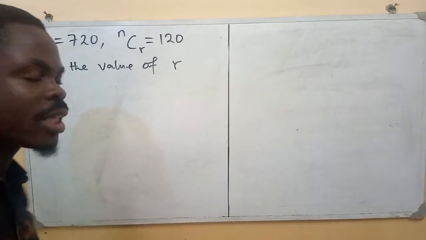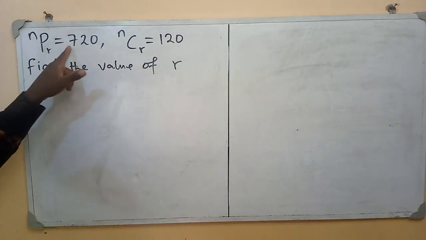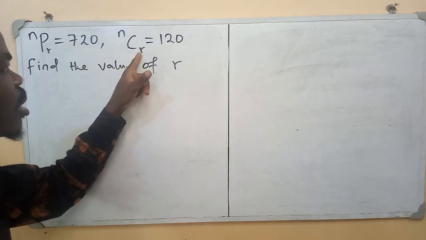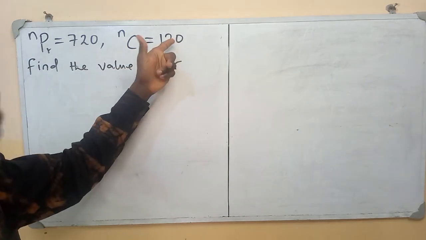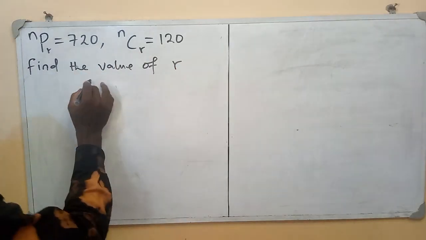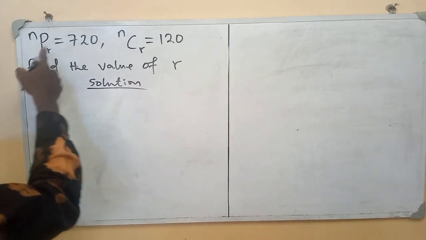Let's solve this problem together. The question says nPr is equal to 720, nCr is equal to 120. Find the value of r. Okay, now we know the formula for permutation and combination.